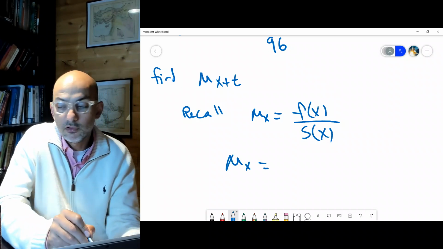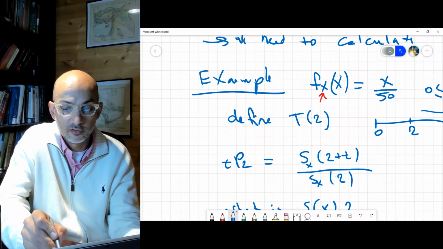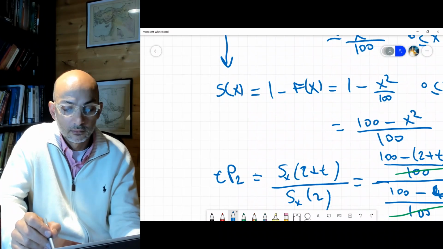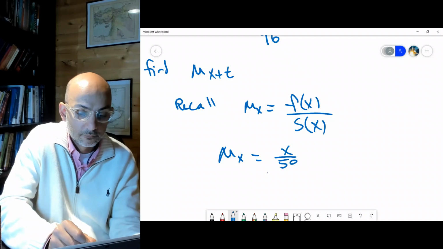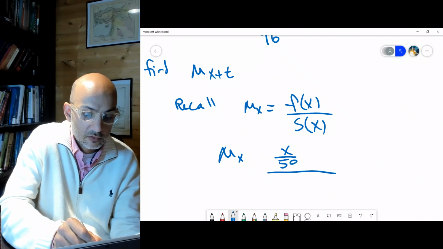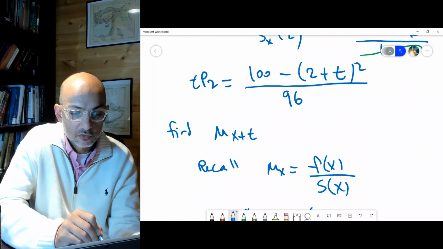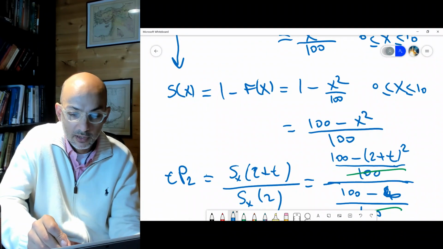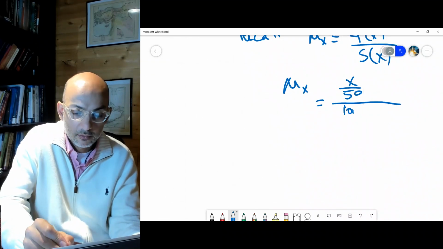f of x is given to us by the question itself. Let me go back to see what is f of x. It's given to us, it's x over 50. What is s of x? s of x, we already also computed it, didn't we? Like s of x here is 100 minus x squared over 100, right?